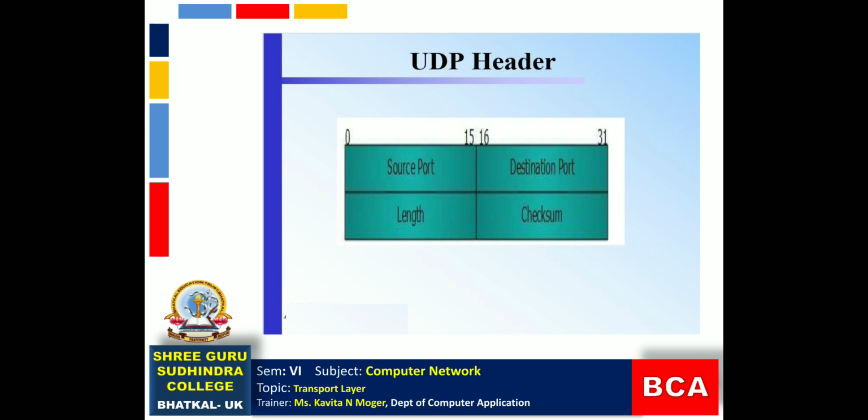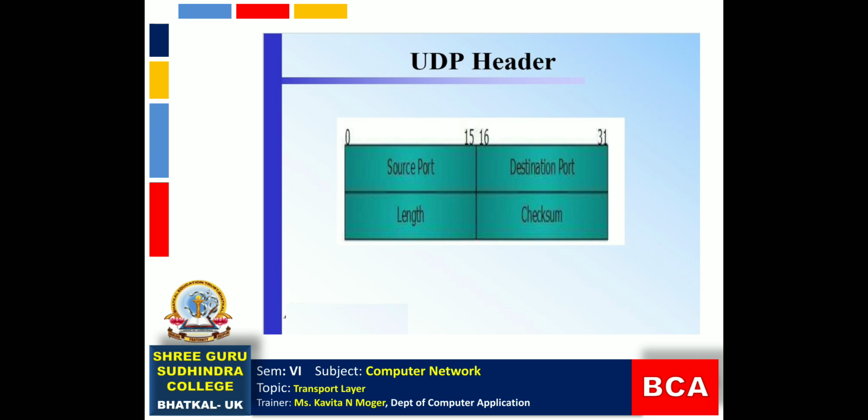UDP header contains four main parameters: source port, destination port, length, and checksum. First one is source port. This 16-bit information is used to identify the source port of the packets. Destination port. This 16-bit information is used to identify the application level service on the destination machine. Next one is length field. Length field specifies the entire length of the UDP packet including header. It is a 16-bit field and the minimum value is 8 bytes, that is the size of the UDP header itself.